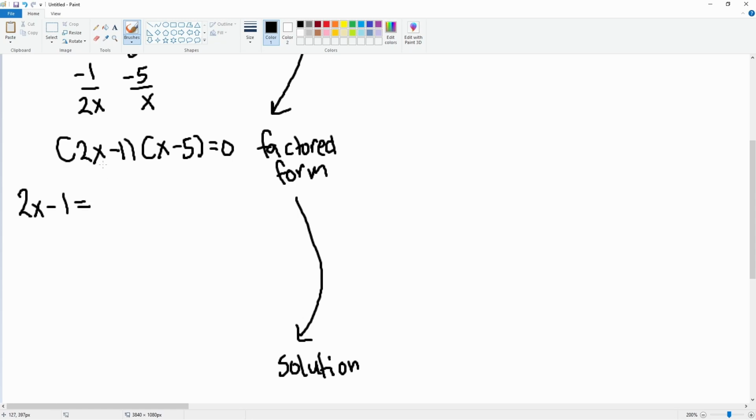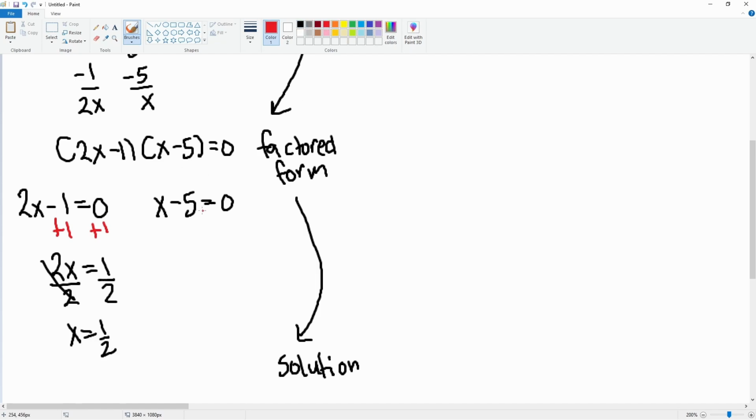So the first factor was 2x minus 1. We set that equal to 0. Then we have x minus 5. We set that equal to 0. This is the zero product property. Here we add 1 to both sides because they're linear, so we can solve it traditionally. 2x is equal to 1. Divide by 2 to both sides. This cancels, leaving you with x is equal to 1/2.